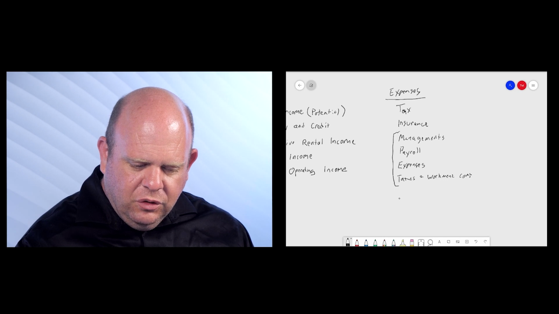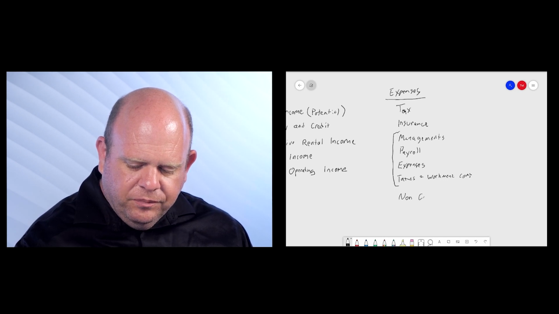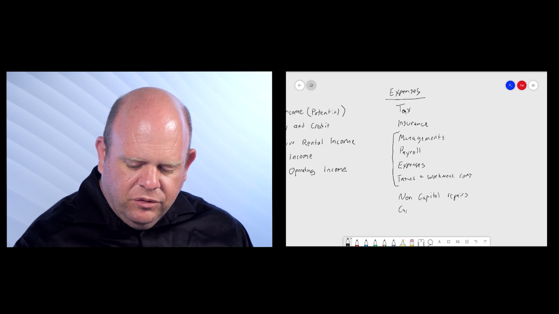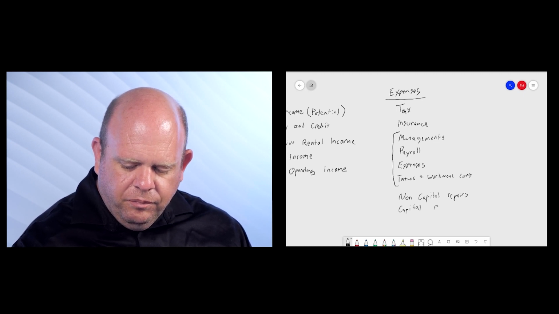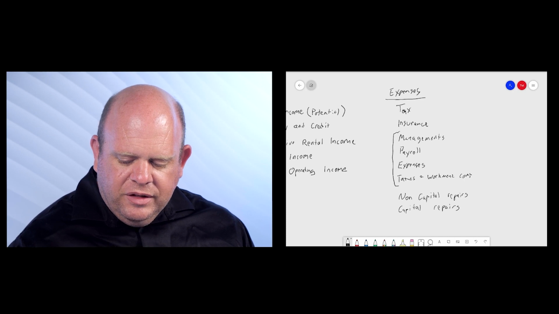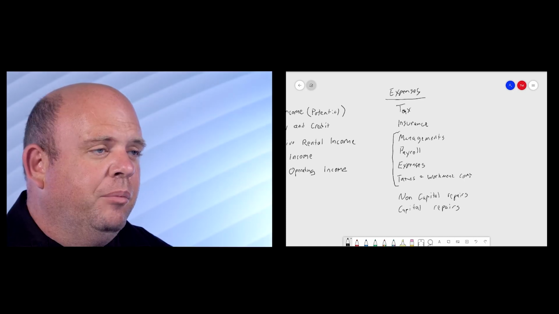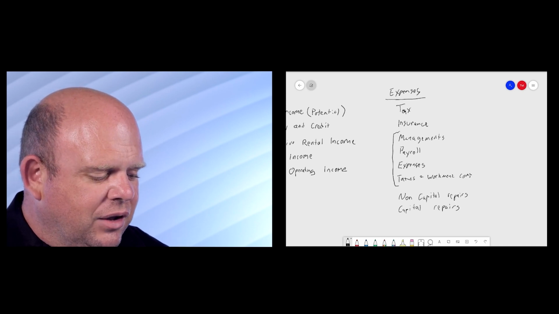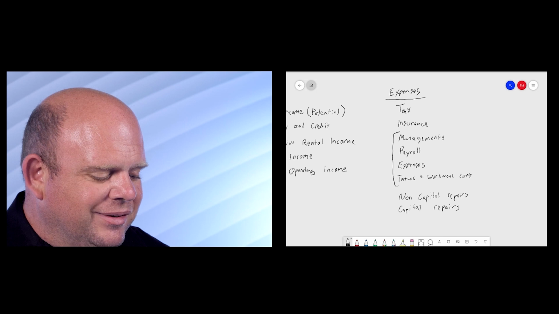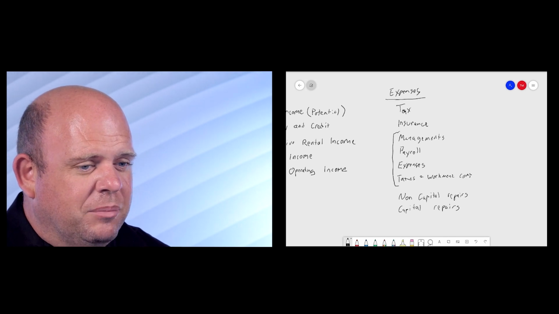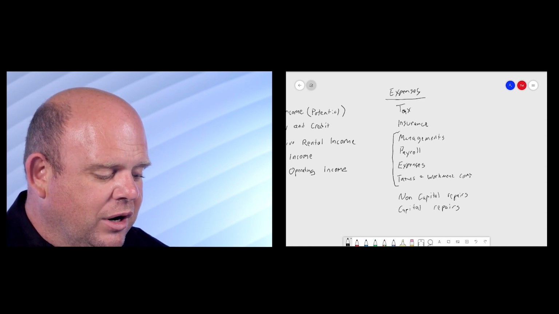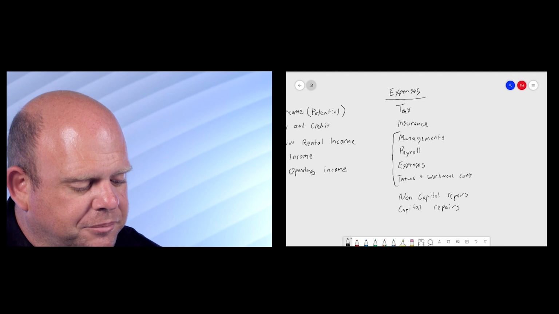So I like to do non-capital repairs, and then capital repairs. And the difference between these really has more to do with how you're going to depreciate it for our purposes than anything else. But I like to break it down this way because typically a non-capital repair is something that I'm not going to amortize over the course of a year, where a capital repair is something I might very well.